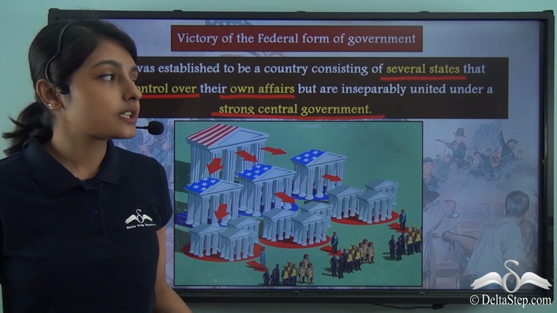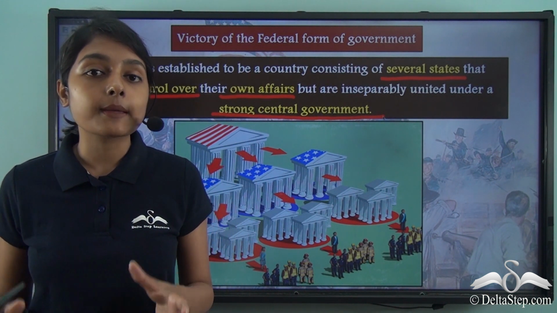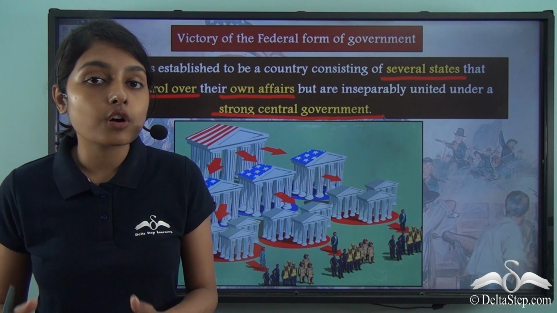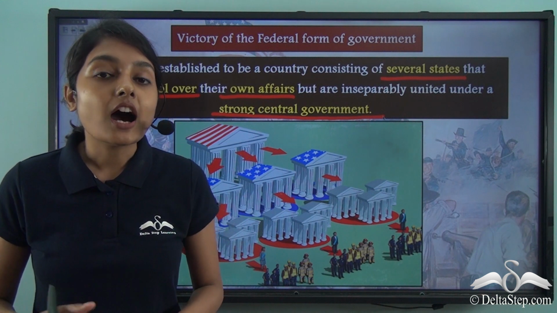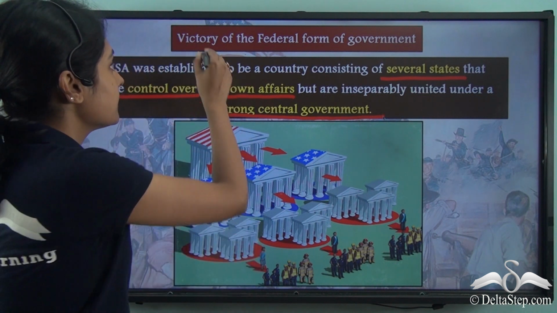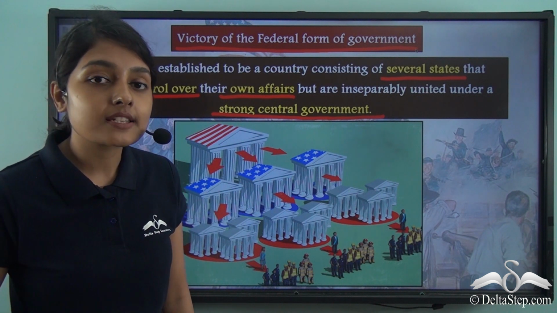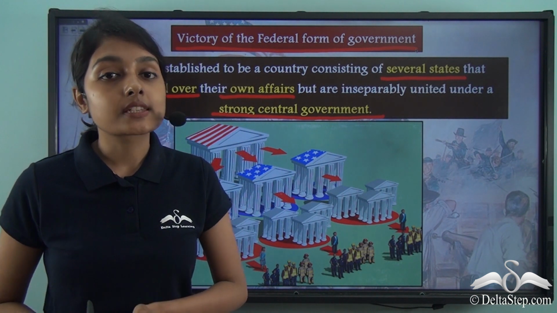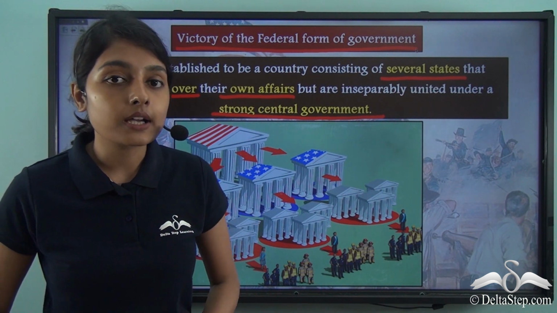Now, this establishes why a strong central government of the United States of America was required to keep all the states together. And in this way, the federal system of government or the federation could also be kept under balance. So, after the American Civil War broke out and after it came to an end, the federal form of government enjoyed a victory. The country did not fall into pieces because there was now a strong central government that would hold the states together, a strong central government that would keep the nation from falling apart.